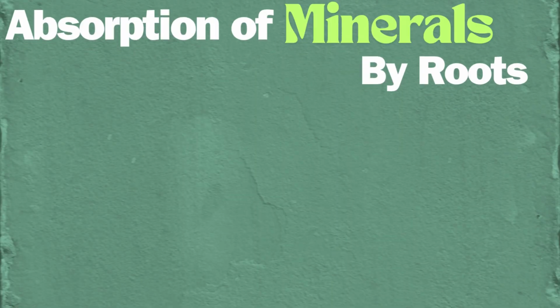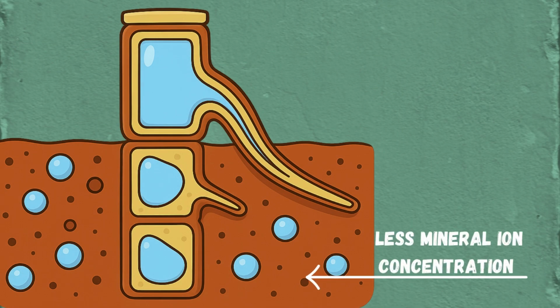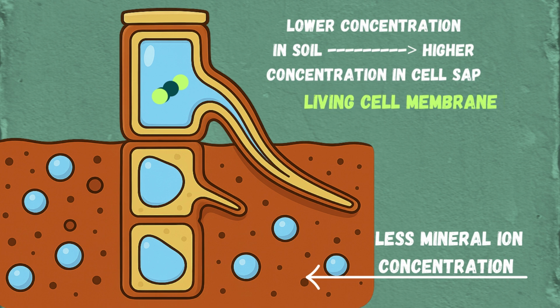Now let's learn about how the roots absorb the minerals. As I said, the solute or mineral ion concentration is less in the soil. Here, the minerals move against the concentration gradient, that is, from their lower concentration in the soil to their higher concentration in the cell sap through a living cell membrane.